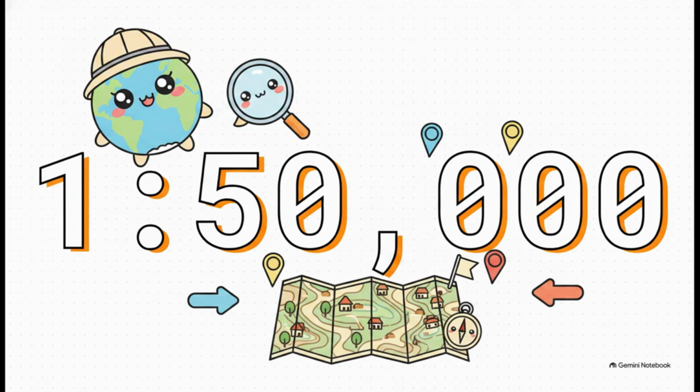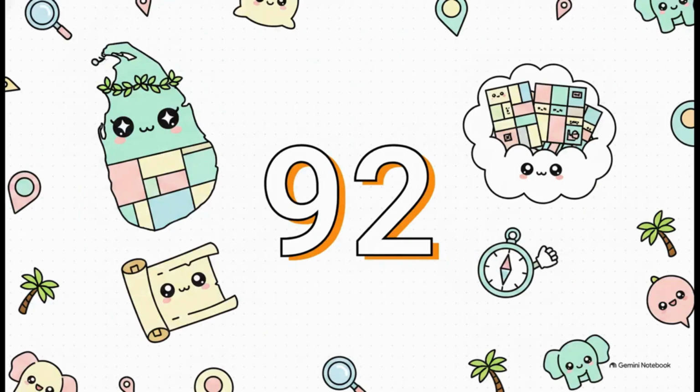It means that 1 unit of measurement on that map equals 50,000 of those exact same units out in the real world. So a single centimeter on the paper represents 50,000 centimeters, which works out to 500 meters on actual Sri Lankan soil. Now check out this number, 92.